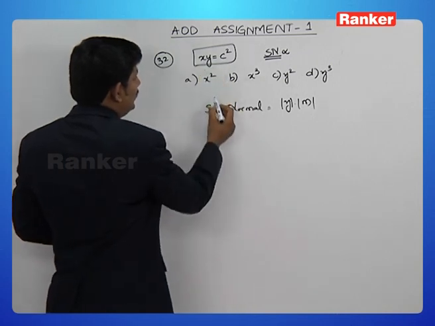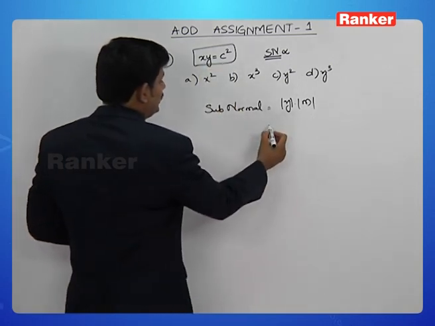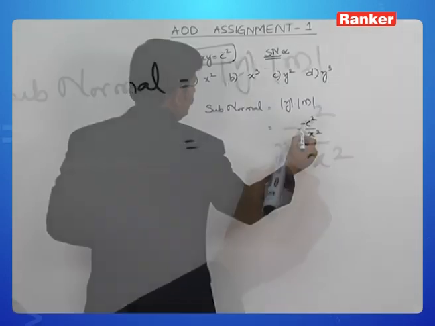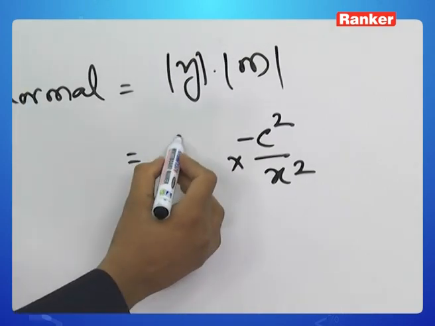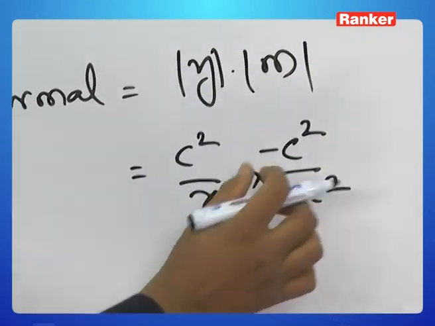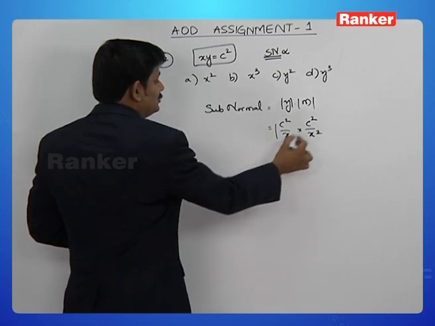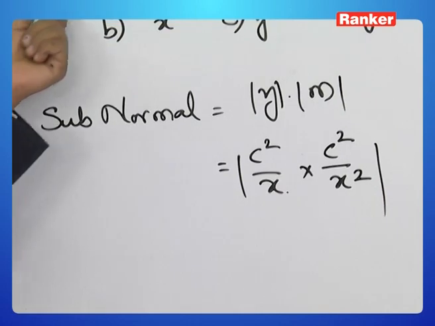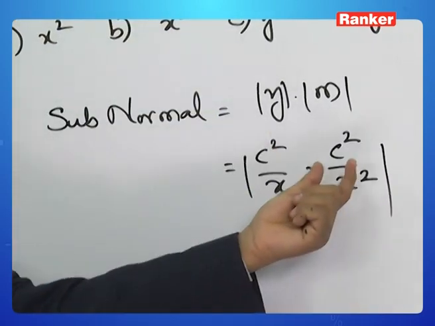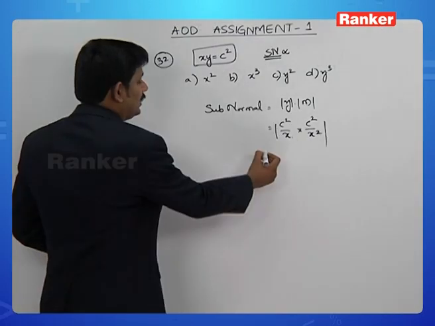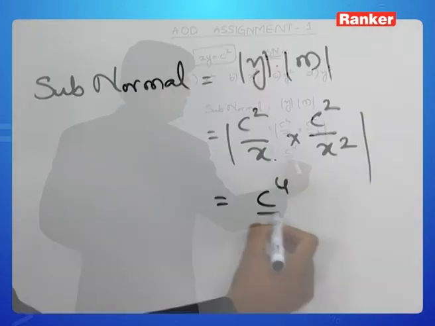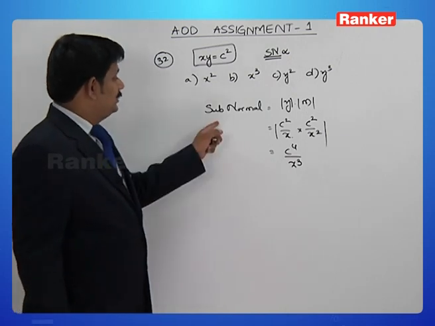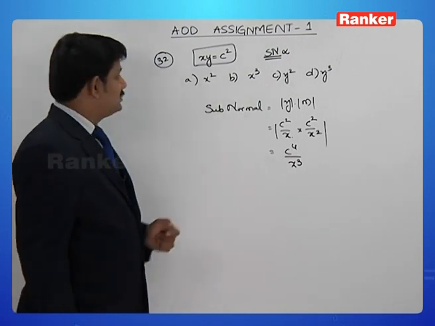So find dy by dx. Y is equal to c square by x, or dy by dx is equal to minus c square by x square, into the y coordinate, which is c square by x, and this number has to be positive. Length is always positive, so put a mod. So y is c square by x, dy by dx is minus c square by x square. Altogether the length of the subnormal is c power 4 by x cube. The length of the subnormal is c power 4 by x cube.